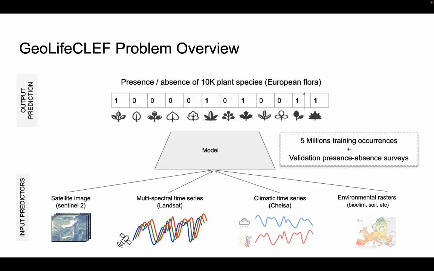So GeoLifeCLEF is focused on the estimation of plant species and how they're distributed across Europe. There are 5 million different occurrences in this data set, and the goal is to predict whether a plant species is going to occur or be absent in a particular location on the map. We're given satellite imagery, we're given multispectral time series data, we're given information about the environment in rasters, and this ends up being a really challenging problem.